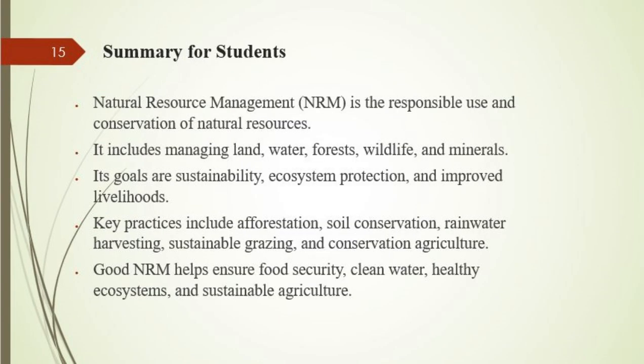Summary for students. Let's review the key points. Natural resource management, NRM, is the responsible use and conservation of natural resources. It includes managing land, water, forests, wildlife, and minerals. Its goals are sustainability, ecosystem protection, and improved livelihoods. Key practices include afforestation, soil conservation, rainwater harvesting, sustainable grazing, and conservation agriculture. Good NRM helps ensure food security, clean water, healthy ecosystems, and sustainable agriculture.